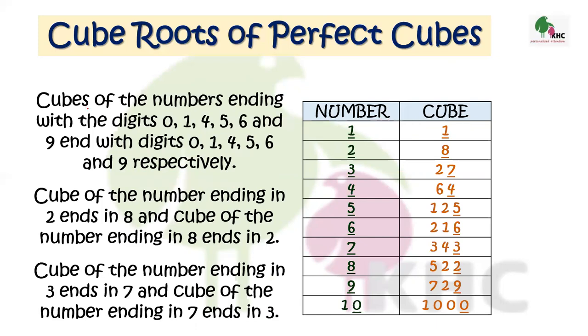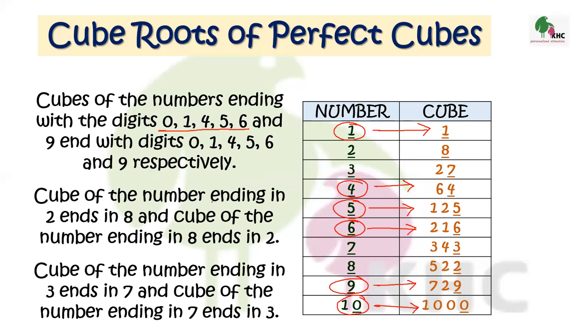First relationship that you see is cubes of the numbers ending with 0, 1, 4, 5, 6, and 9. Look at their cube numbers. Even their cube numbers are ending with the same digits, are they?